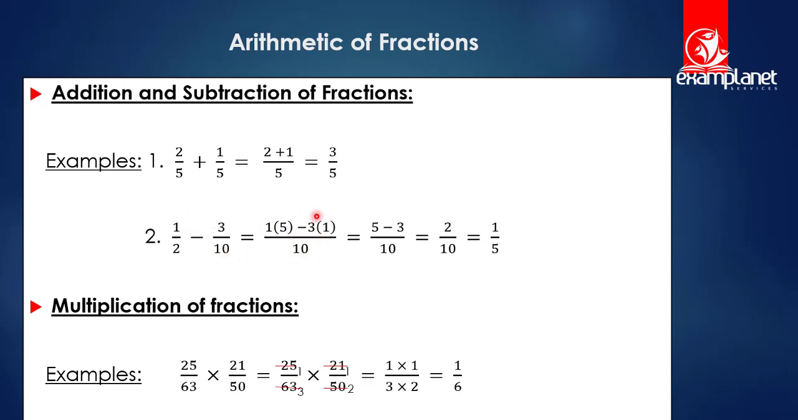1 times 3, that's what I have here. So 1 times 5 is 5, 3 times 1 is 3 over 10. That's 5 minus 3, which should be 2 over 10. Then I have 1 over 5. That's 2 here, 1, 2 here, 5. So that way we can simply subtract these two fractions.